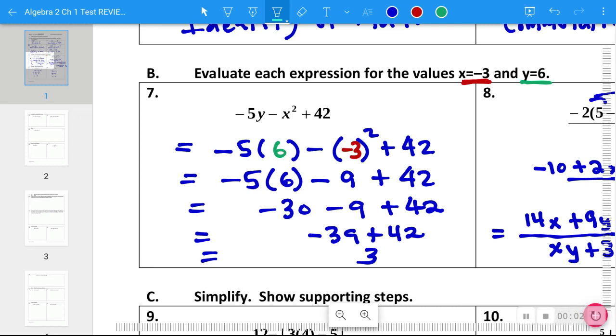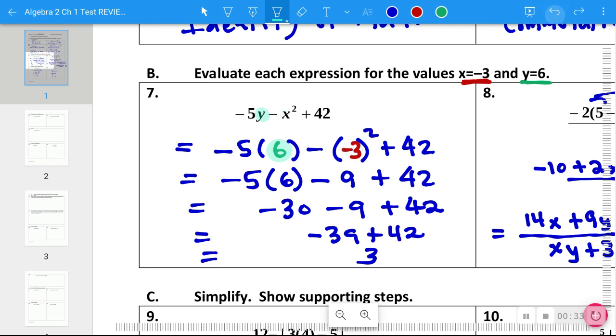Okay, we're back to the Chapter 1 review examples. And in problems 7 through 10, problems 7 and 8, we're going to be plugging in the values -3 and 6 for x and y. So -3 will replace the x, and the y will be replaced with 6. So we start out with a y here, and you can see I put a 6 in. And where the x used to be, I put a -3 in.